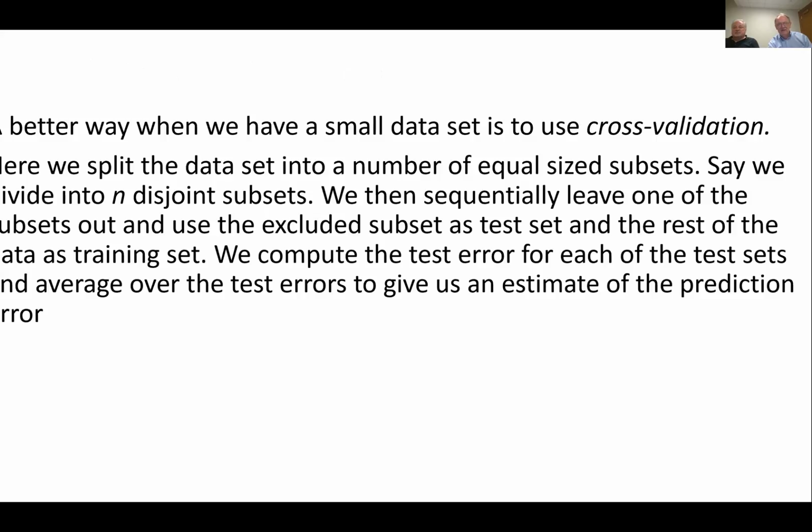So there are different ways of estimating how well it will perform on a test set, and one of them is what's called cross-validation. Cross-validation means that you split the data into a number of equal-sized subsets, and you leave one of these subsets out, fit a line on the remainder, and then see how well it does on the subset you took out. Do this for each one of these, and then you can see which one of these performs the best.